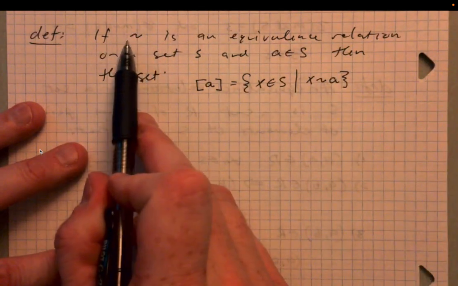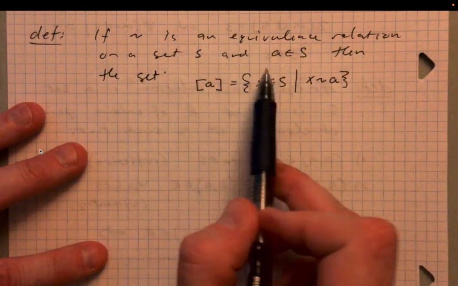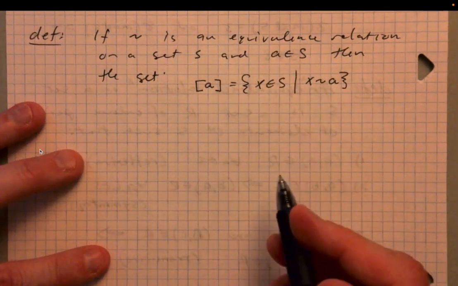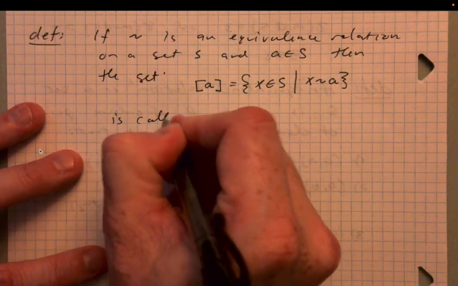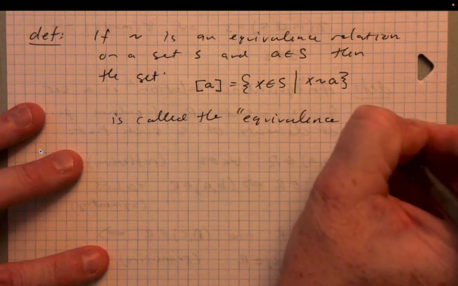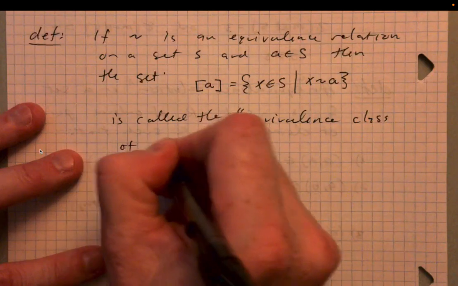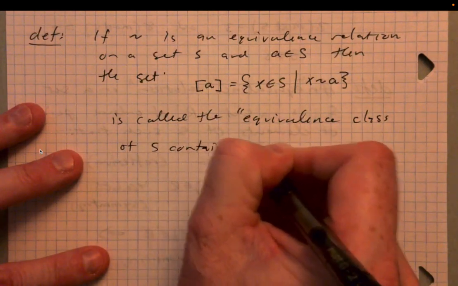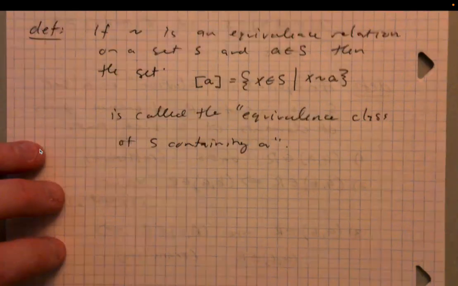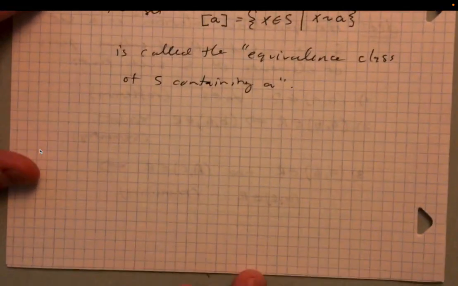Okay, so if tilde is an equivalence relation on a set S and A is a member of S, then the set of all things that are equivalent to A is called the equivalence class of S containing A. Okay. All right, so this is the idea of an equivalence class. Okay, let's see some examples. This could be getting a little abstract for us, so let's take a look at some concrete examples, if possible.